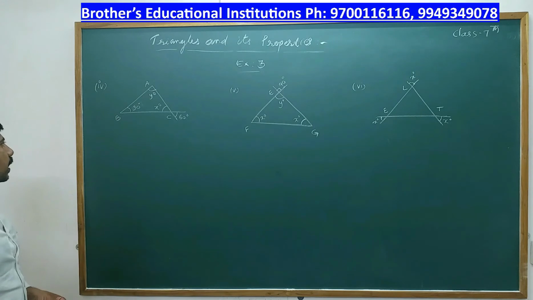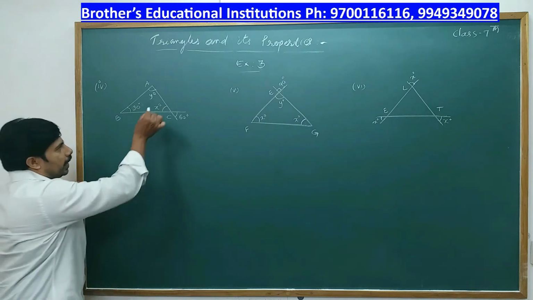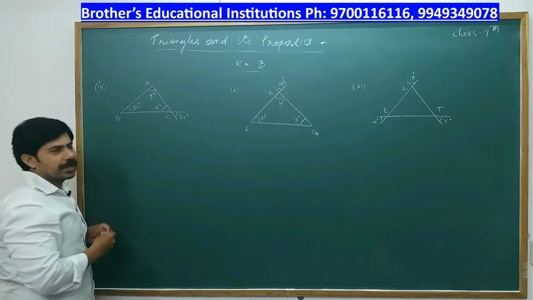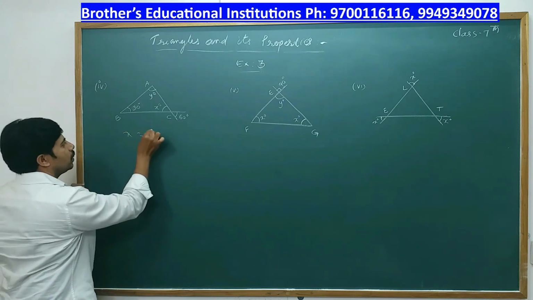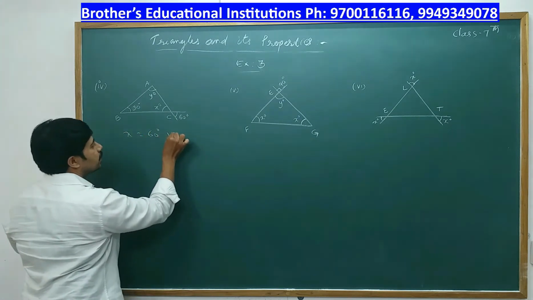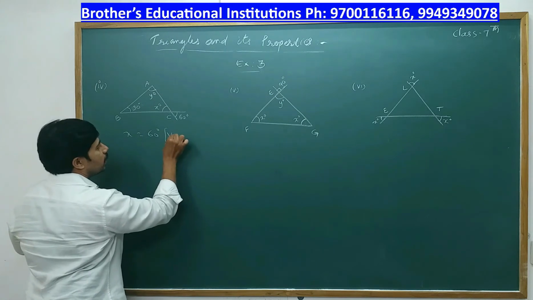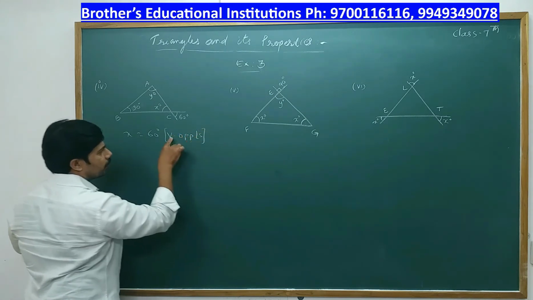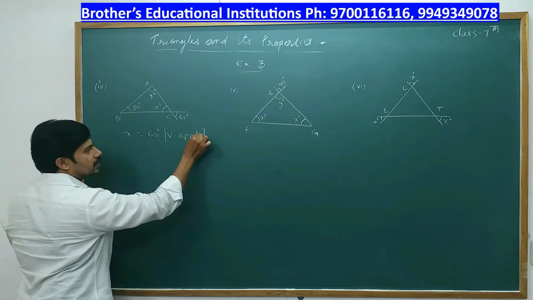In this triangle ABC, again we have to find the unknowns x and y. Here x is equal to 60 degrees. The reason is they are vertically opposite angles. So I'll write x is equal to 60 degrees, the reason is vertically opposite angles. Just write it in shortcut: vertically opposite angles.